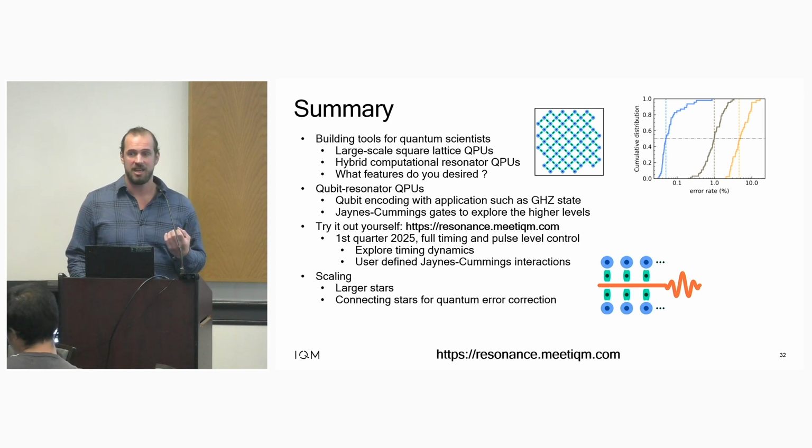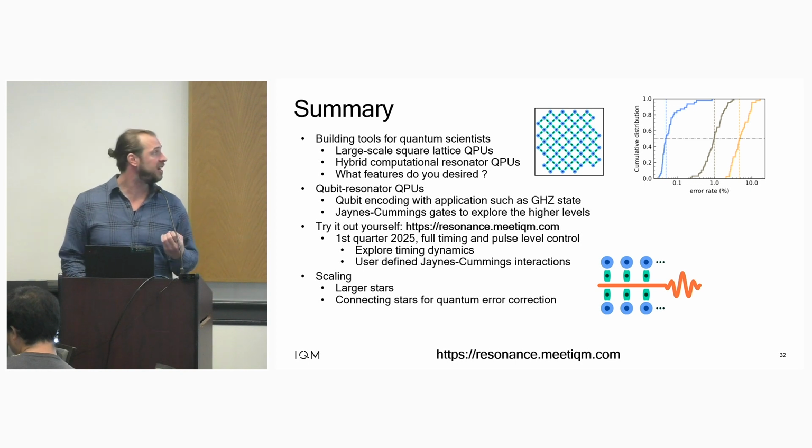You can try these QPUs out yourself. Right now, the use is limited to the gate-based model, but starting early next year, we are adding full timing and pulse level control, which would allow users to do some of the experiments that I showed with the Jaynes-Cummings gate.